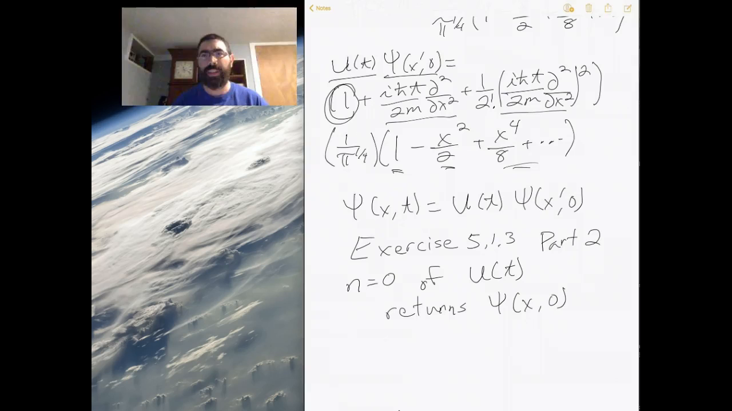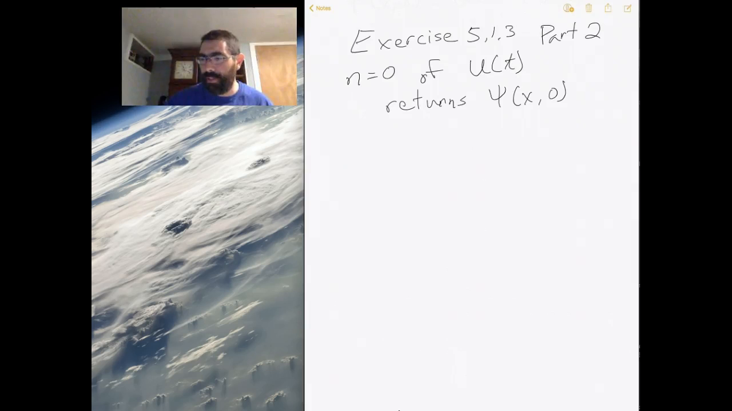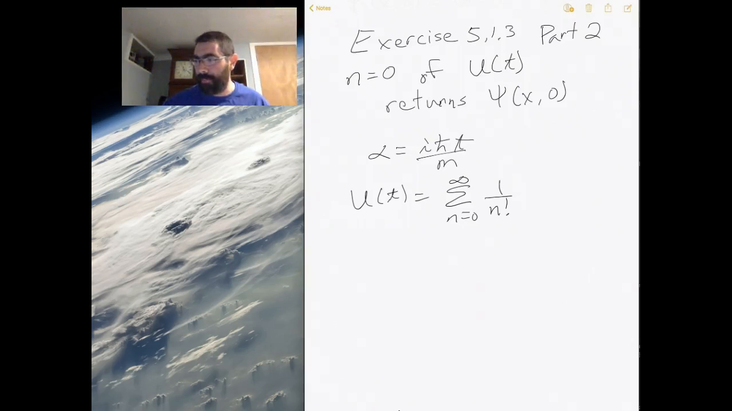So the more interesting thing is now let's take a look at the derivatives. Before we do that, why don't we clean things up a little bit? I'm going to say that alpha is i h bar t over m. What that means is now for my propagator, I have this expansion of 1 over n factorial, alpha to the n power over 2 to the n power, times the derivative 2n over dx 2n.